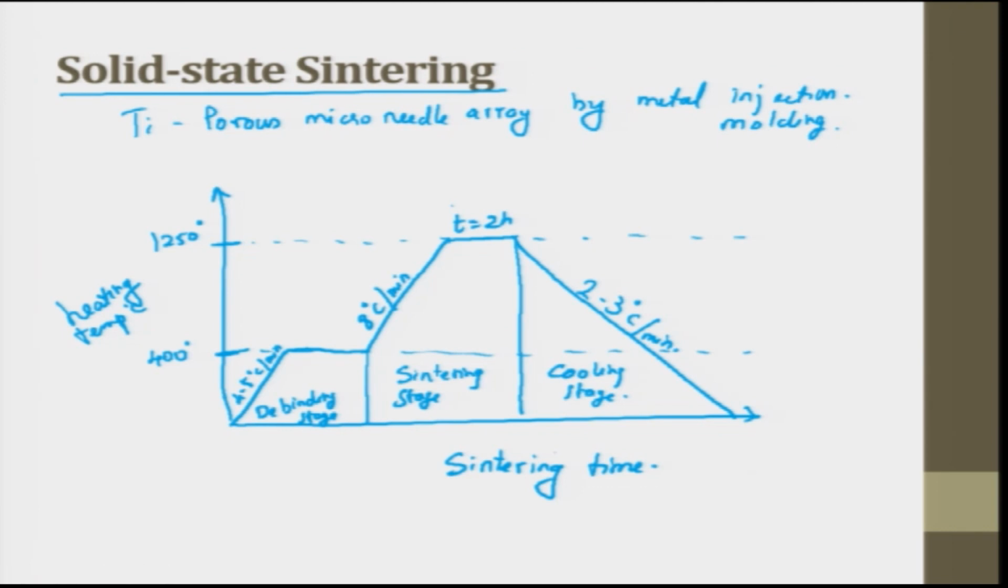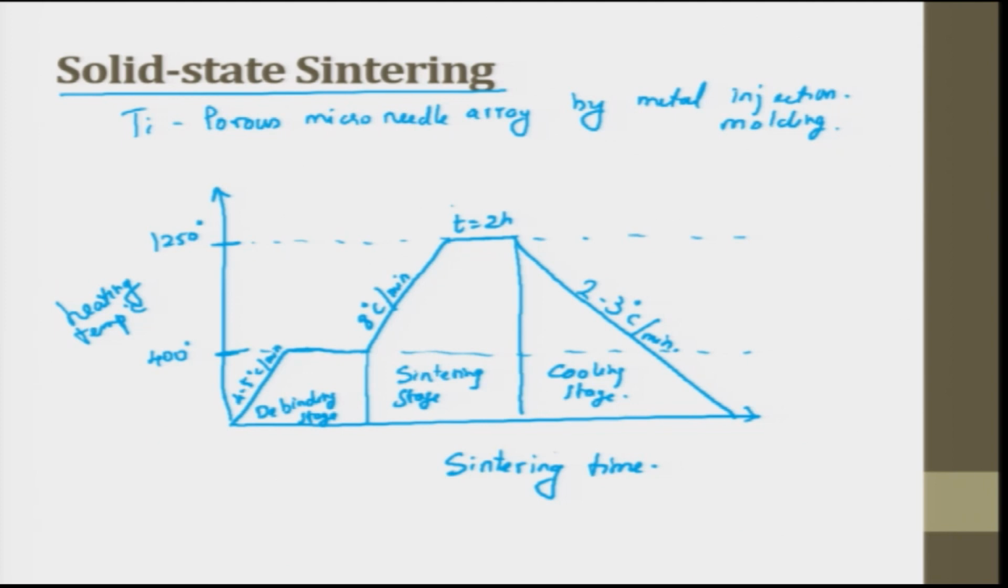If you see here, you can't go straight to 1250 and start the sintering process. You do it step by step, and at every stage you try to maintain it for some time. This is called soaking time, and you soak it for some time, then you ramp it, then you soak it, then you do the cooling stage. So this is a typical cycle.